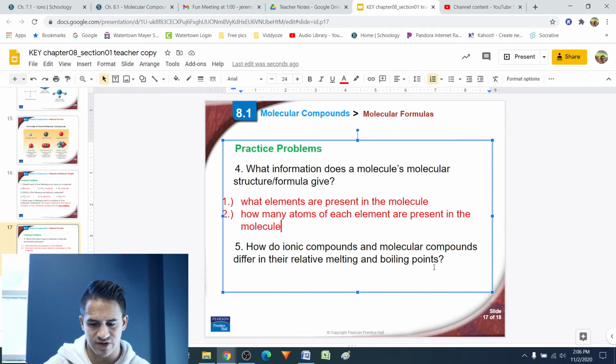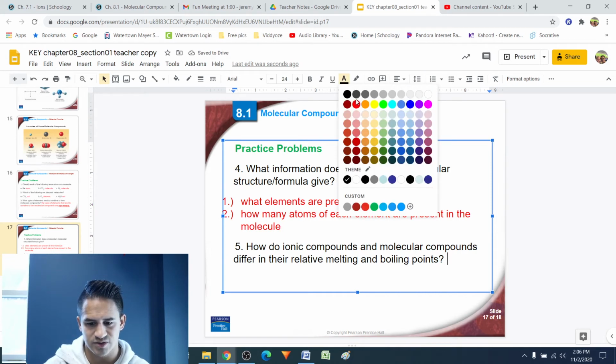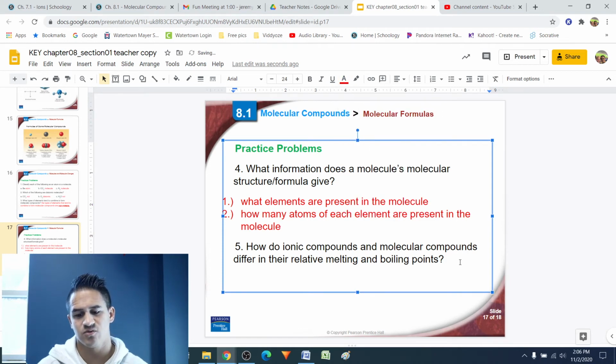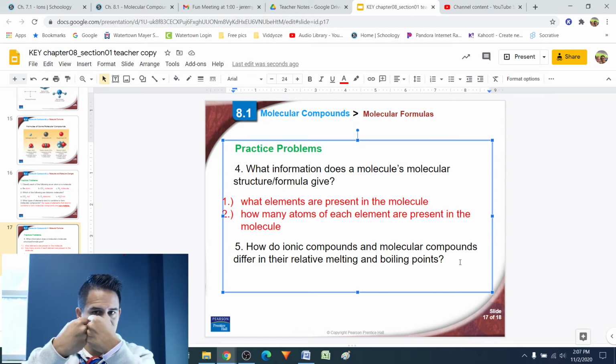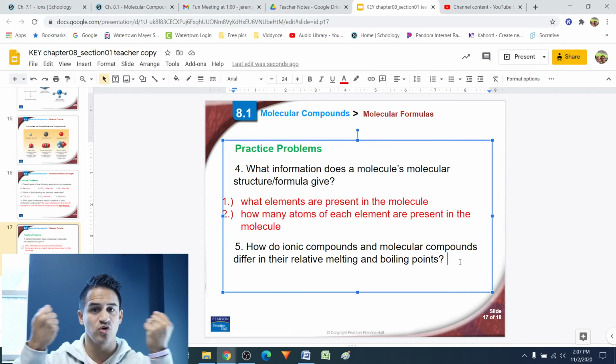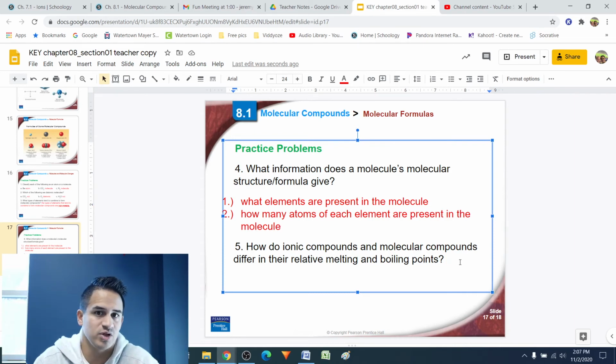All right, last question, number 5. How do ionic compounds and molecular compounds differ in their relative melting and boiling points? In this chapter, what was talked about is the fact that ionic compounds usually are made of ions, and ions are very tightly bonded together, and they can't really go anywhere, because they're usually in what's called a crystal lattice, where the ions are kind of stuck in place, which means that they are solids a lot of the time, and they have very high melting points and boiling points because it takes energy to cause those ions to be able to move apart from each other or move around, or melt them into a liquid.